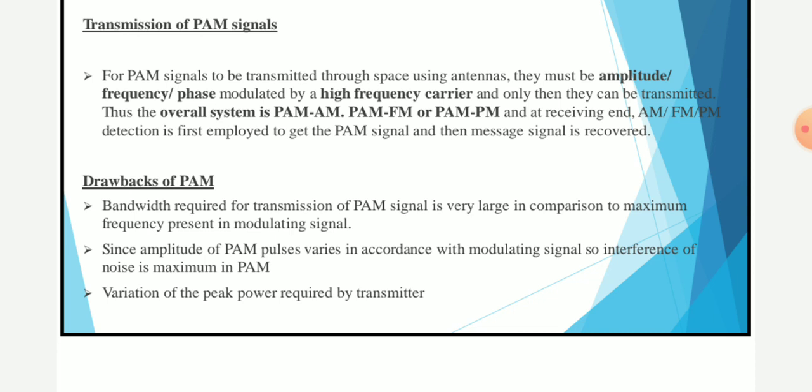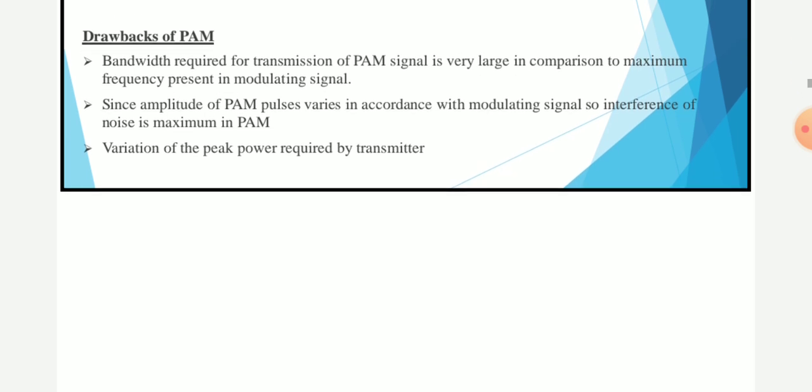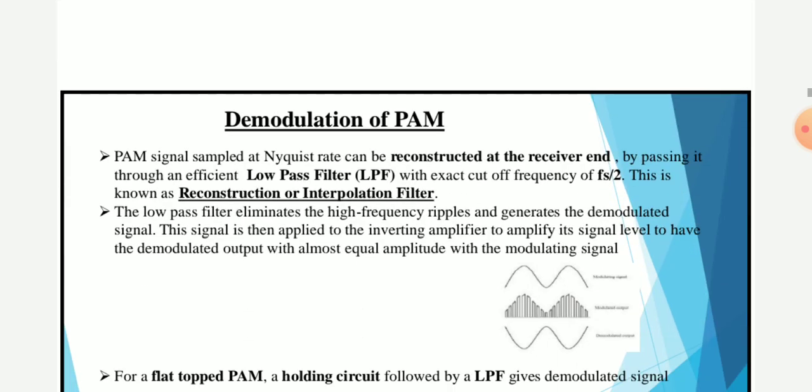Coming to the drawbacks of PAM, as we discussed earlier, the bandwidth required for PAM is very large compared to frequency modulation. The amplitude of PAM varies in accordance with the modulating signal, so there will be a chance of interference of noise, as noise can affect the amplitude parameter. There will also be a variation of peak power required by the transmitter.